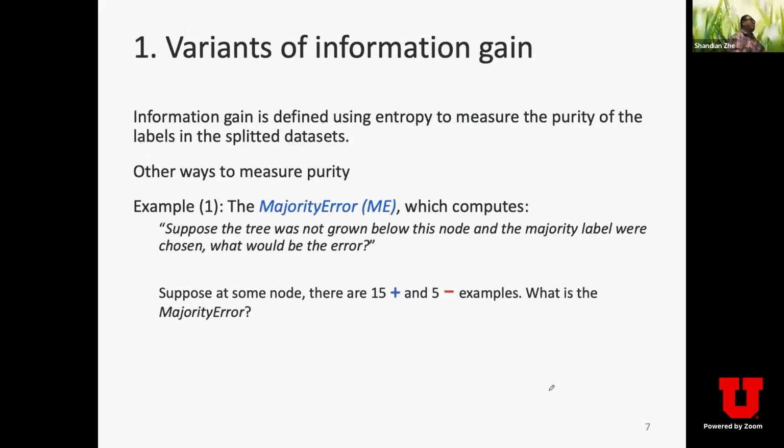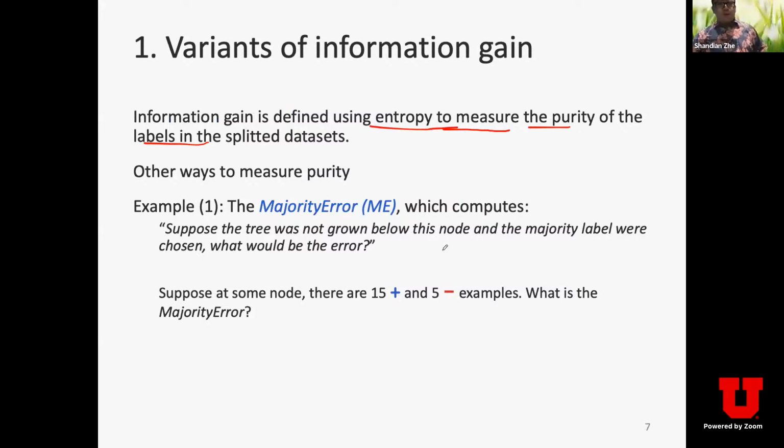Now let us talk about the variance of information gain. As we mentioned, in the information gain, we use entropy to measure the purity of the labels in the split data sets. Someone asked, is entropy the only choice? The answer is no. Actually, you can define a variety of metrics for the label purity. So here we give two commonly used alternatives.